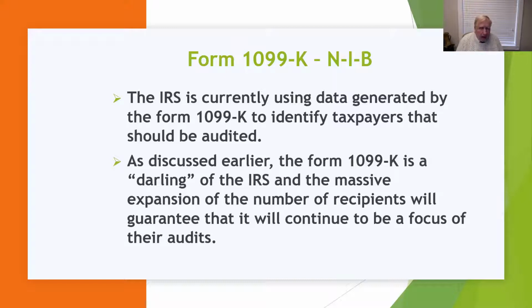on new legislation. The IRS is currently using data generated by the Form 1099-K, which is a darling to them, to identify taxpayers that should be audited. This is going to be a massive expansion of the number of recipients that is going to happen in the future, to where a 1099-K will be issued for amounts over $600 to anyone that is paid through a third-party processor, PayPal, credit cards, whatever. Now, hold that thought until we have the new legislation chapter, and we'll give you the particulars on that.